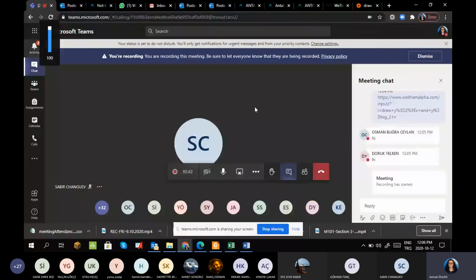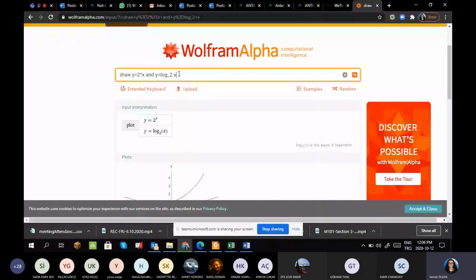Okay, have you seen Wolfram Alpha before? No, probably not, right? I put it in here. So why is Wolfram Alpha good? Because you can enter what you want to calculate or know about. I wrote this during the break: draw y is equal to 2 to the x and y is equal to logarithm base 2 of x. And I just click on enter. When I do that, it's going to give me the function.